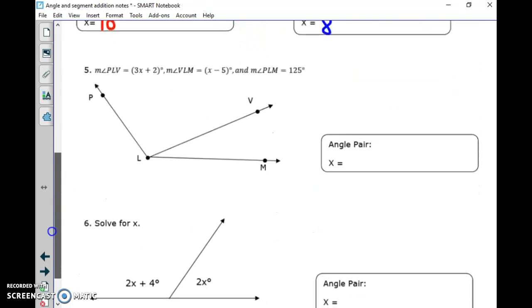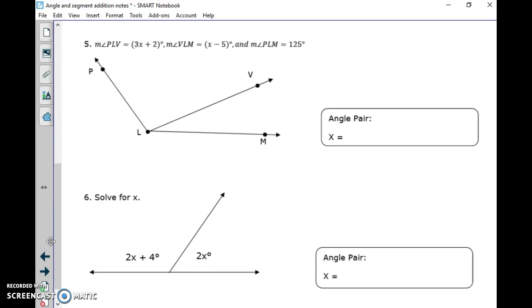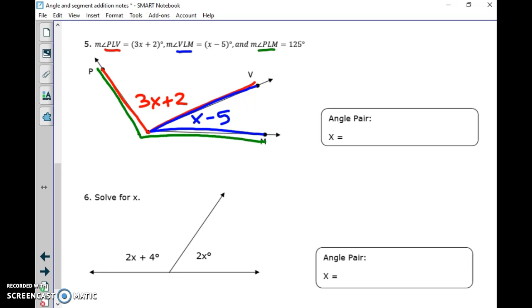All right, so on number 5, notice these are labeled PLV. Now, some of us had trouble on yesterday's assignment because where's the angle? Well, follow the 3 letters. PLV is that angle, right? So I'm going to label that 3x plus 2. And then it says VLM is x minus 5. VLM. So follow that. There's your angle, x minus 5. And then it says PLM. Now that's the whole thing. All the way across is 125 degrees.